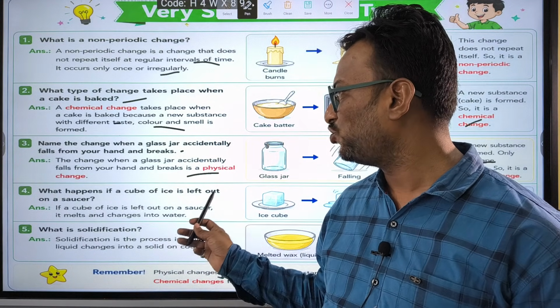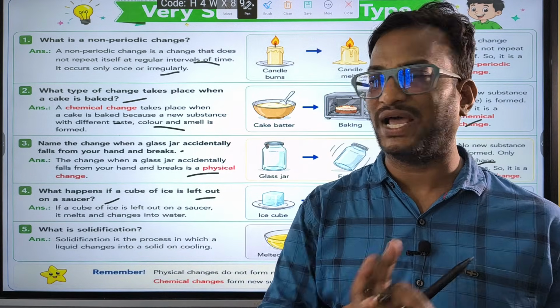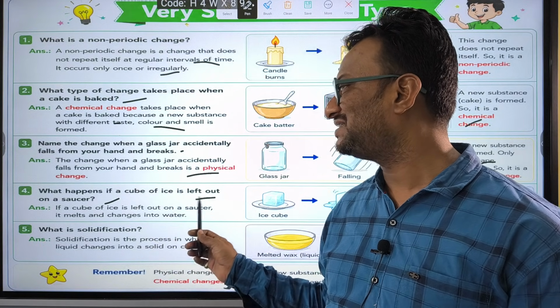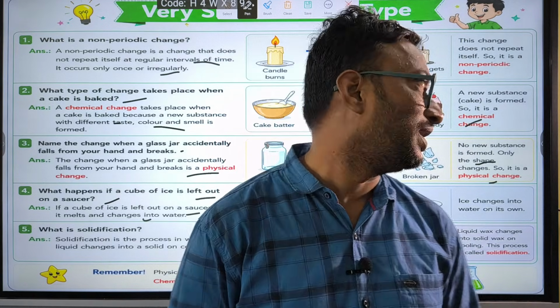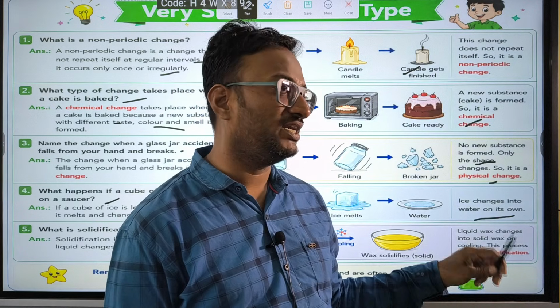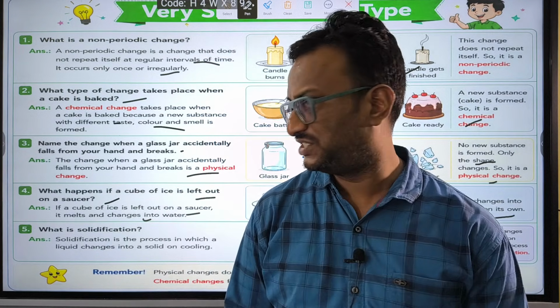What happens if a cube of ice is left out on a saucer? If a cube of ice is left out on a saucer, it melts and changes into water. It is a physical change. Ice changes into water on its own, and it is a natural change and a physical change.